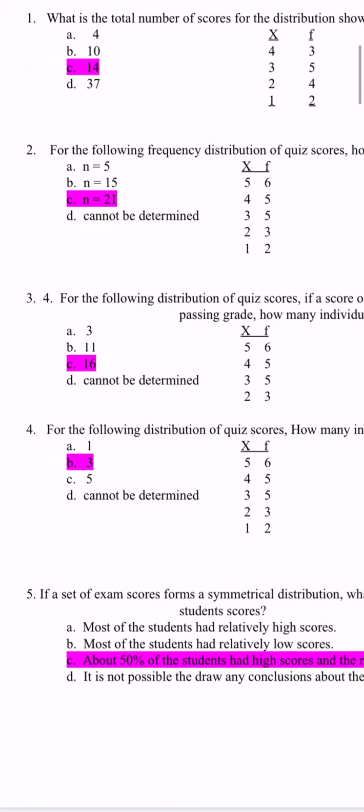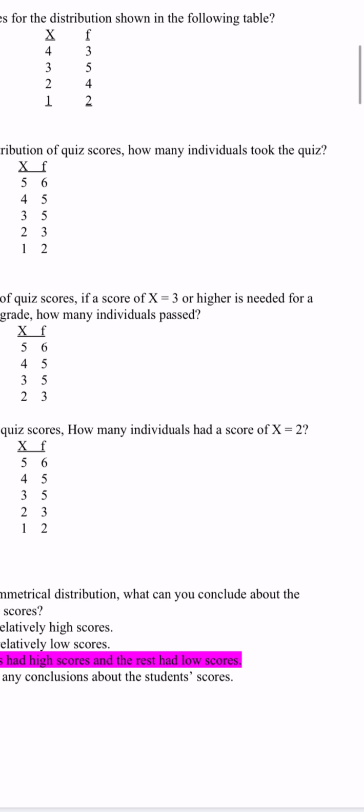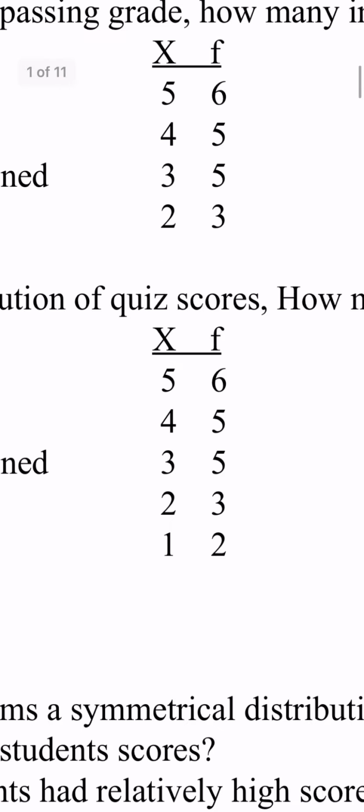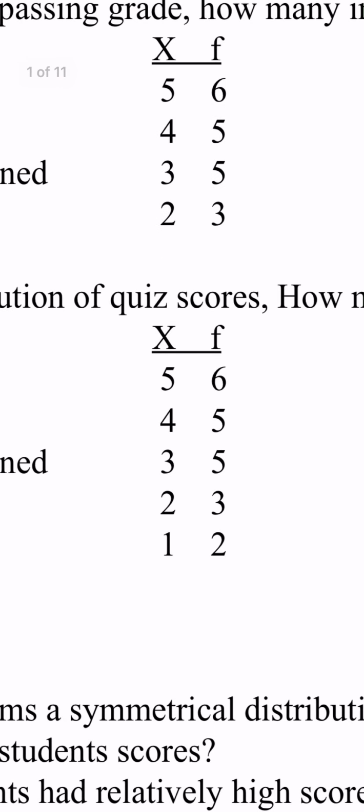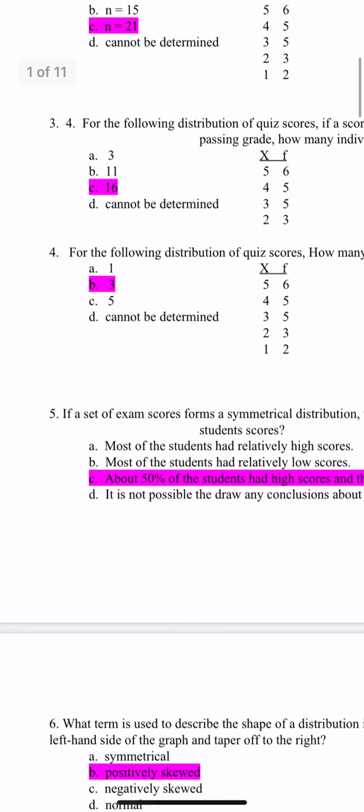For the following distribution of quiz scores, how many individuals had a score of X equals 2? Well, you just go to 2, and you see that the frequency is 3, so 3 is the answer.